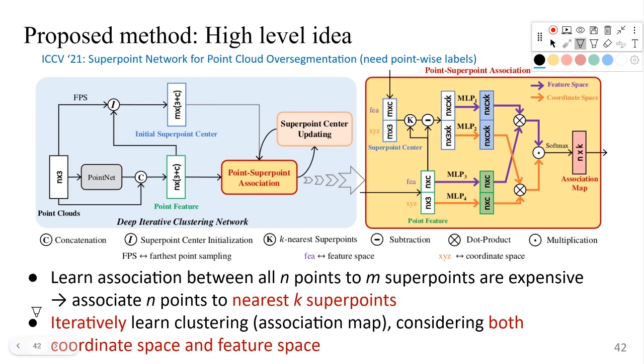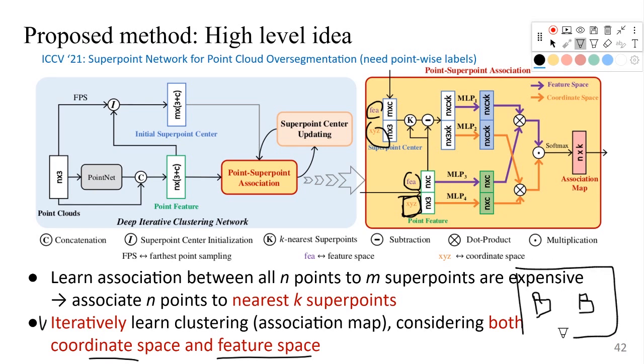This method considers both coordinate space and feature space: this is the input coordinate, and this is the feature space. Why do we consider both? It is obvious for XYZ, because usually a superpoint will be close together in the original geometrical coordinates. But sometimes we also have cases like this: for example, we have a chair here and another chair here, and this is like an indoor room.